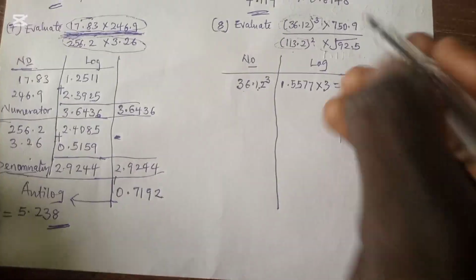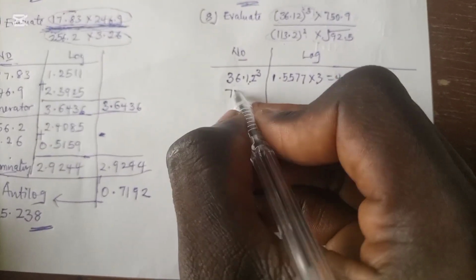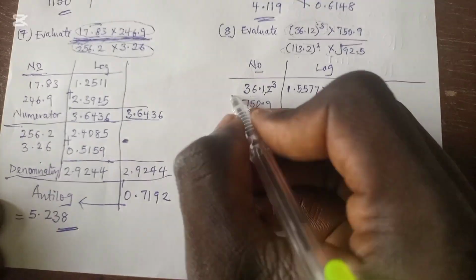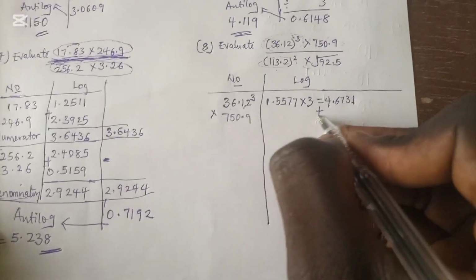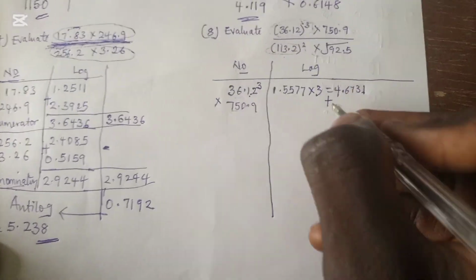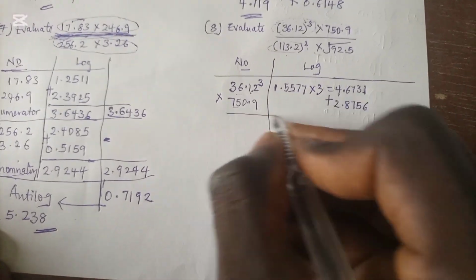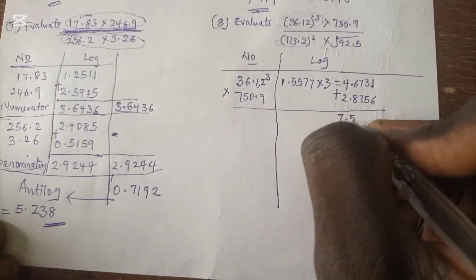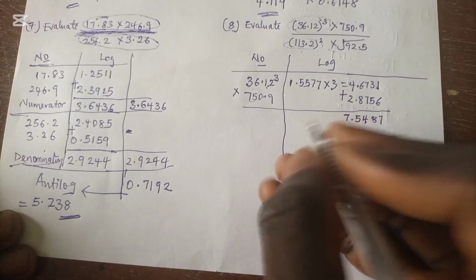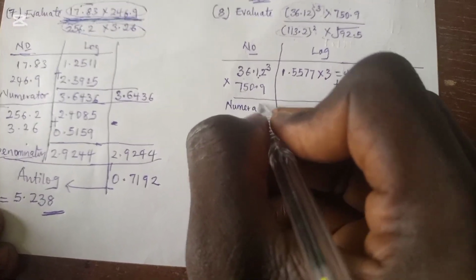Now you can bring this also here. You have 750.9. Then you find the logarithm of this. You are multiplying, so when you find the logarithm of this, you add it. The logarithm of this will give us 2.8756. Then you add them. That will give you 7.5487. So that's the numerator. We have successfully solved the numerator.